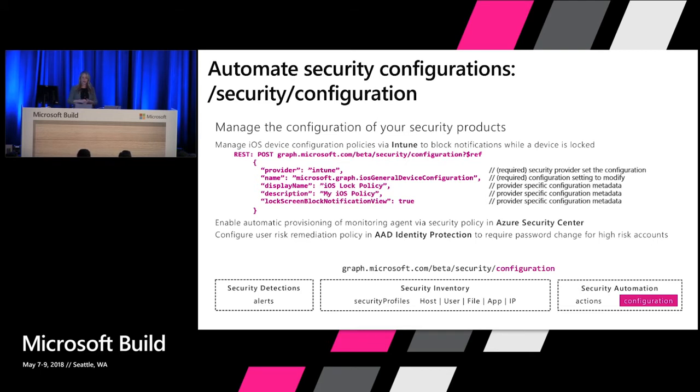In this case, we see a simple post, which allows you to push a specific policy with all of its defined parameters down to all managed devices through Intune. Similarly, the API can be used to enable automatic provisioning of new monitoring agents on all managed Azure Security Center tenants, to configure user risk remediation policies via Azure Active Directory, and much more. So let's pop over and take a look at the sample application.